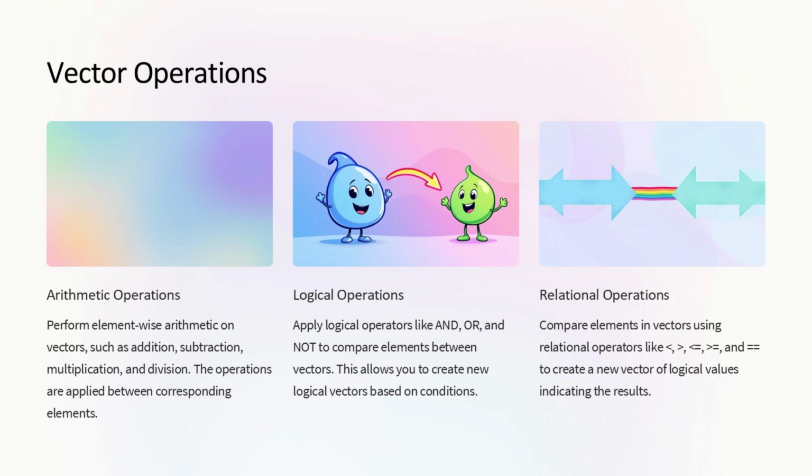Arithmetic operations like addition, subtraction, multiplication, and division are applied element-wise between corresponding elements in the vectors. Logical operations like and, or, and not allow you to create new logical vectors based on conditions. Relational operations like less than, greater than, and equals compare elements between vectors and return a new vector of logical values. Understanding these vector operations is crucial for efficiently manipulating and analyzing data in a vectorized manner.